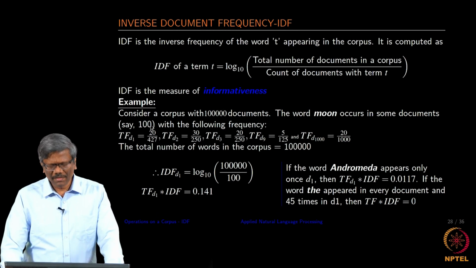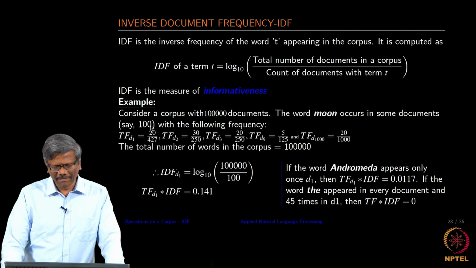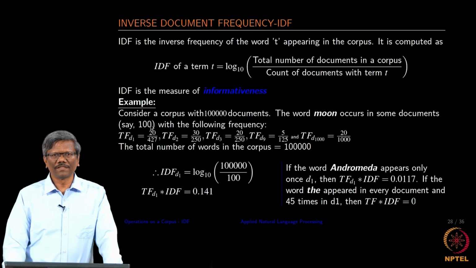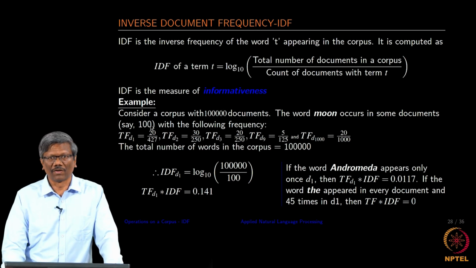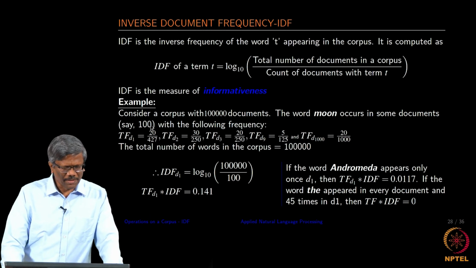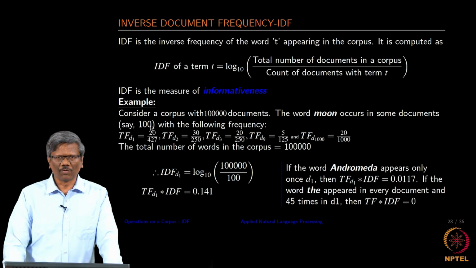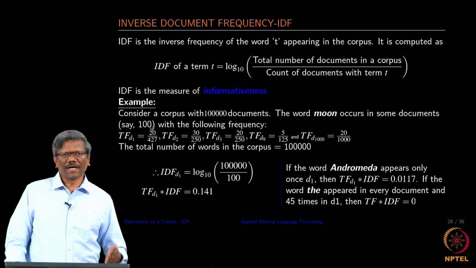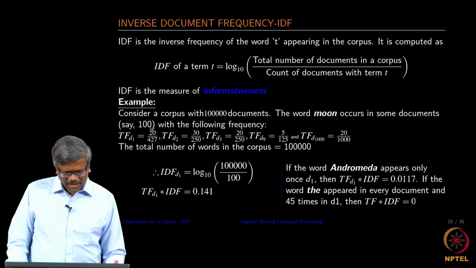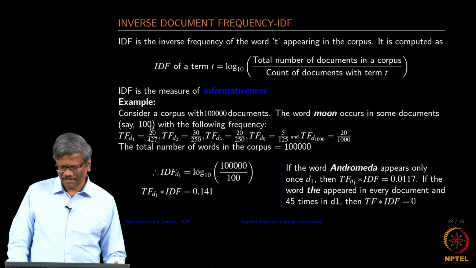If you do not consider the TF-IDF and only consider TF, the word Andromeda, if it appears only once in the entire corpus, will have no relevance at all. Assume it appears only once in one document, let us say D1, then it is going to be 1 by 427. So, it is of very little significance, but when you consider the IDF for this, it would be equal to 5, right. The IDF is going to be 5, and then the TF-IDF is going to be 0.0117, here.